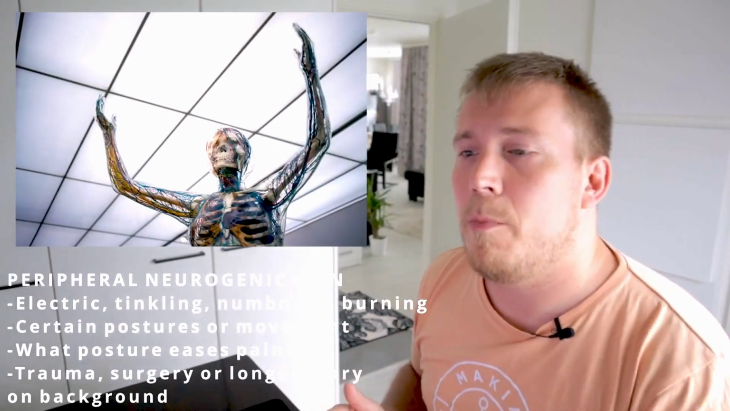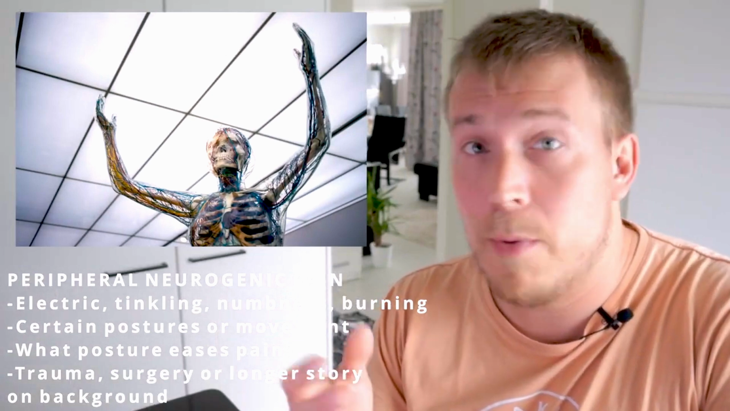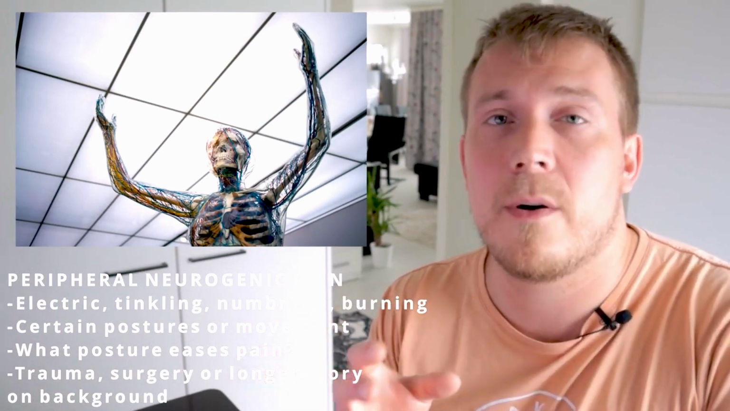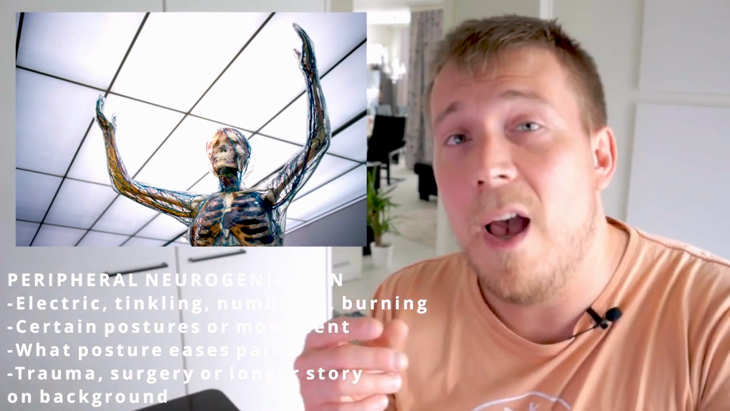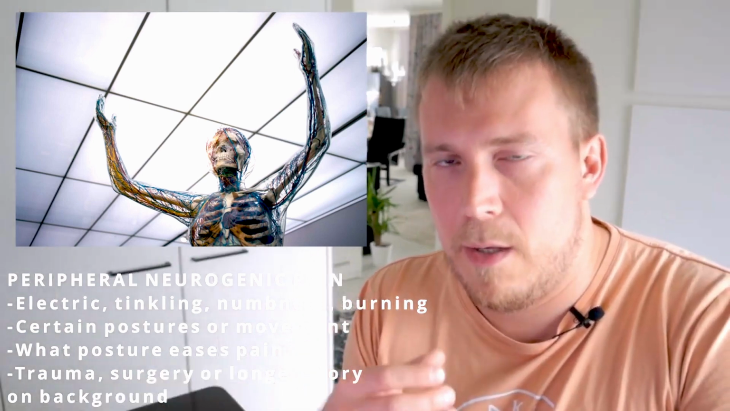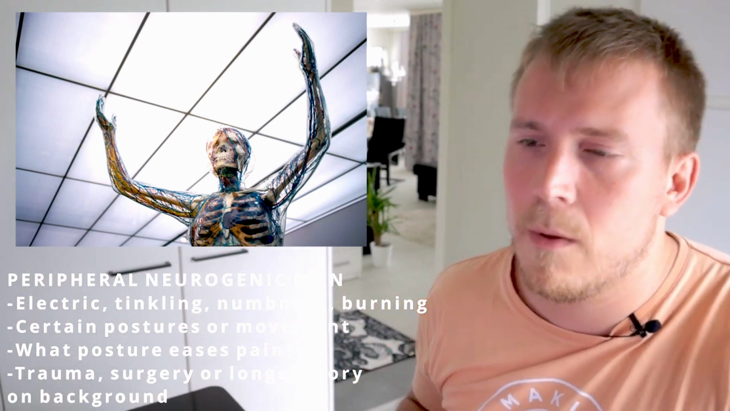When we irritate our nerves, the symptoms are typically electric, tingling, numbness, sharp pain, burning, or something like that. It might come from a certain movement or a certain posture. And typically there is also a posture that eases the pain. If I want to lose the pain in my median nerve, I will need to place my hand like that. There won't be any pull or irritation of the nerve.